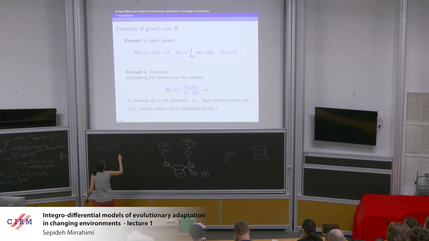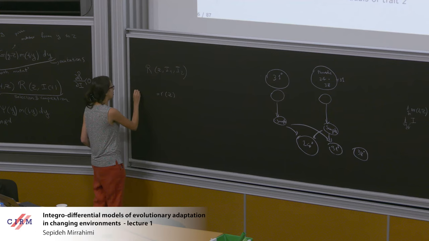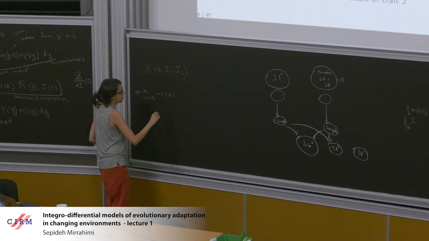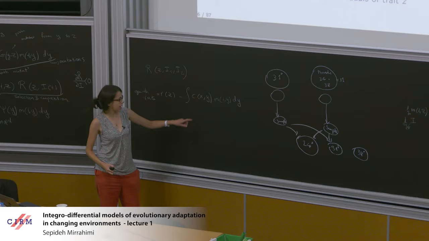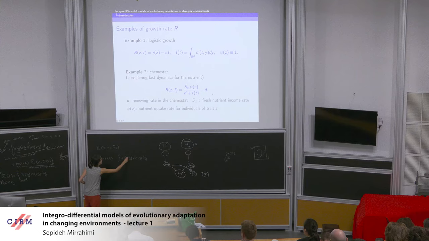it's in a convolution term. So it is linear, in the form of R of Z. So a type of growth rate which is not of this form would be given by R of Z minus some convolution term, C of X, Y, M of t, Y, dY, which means that the trait Y is in competition with trait X. So this is Z. So this would be what would replace R of Z, I, okay?